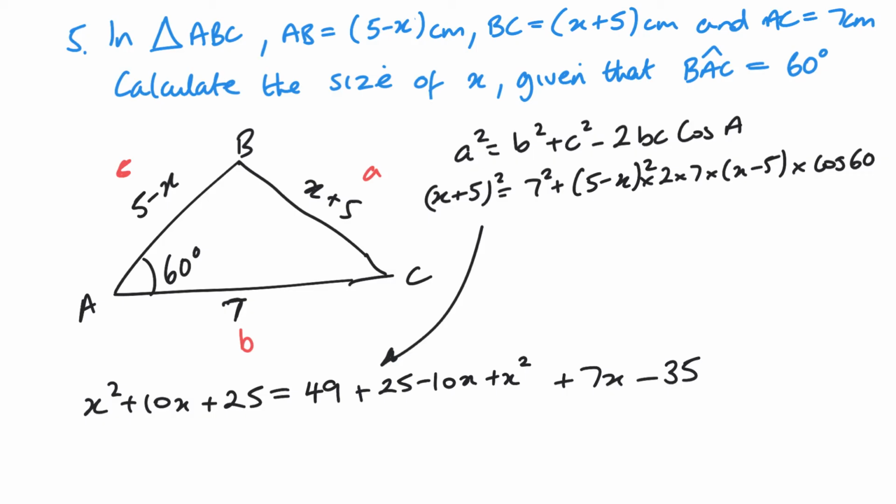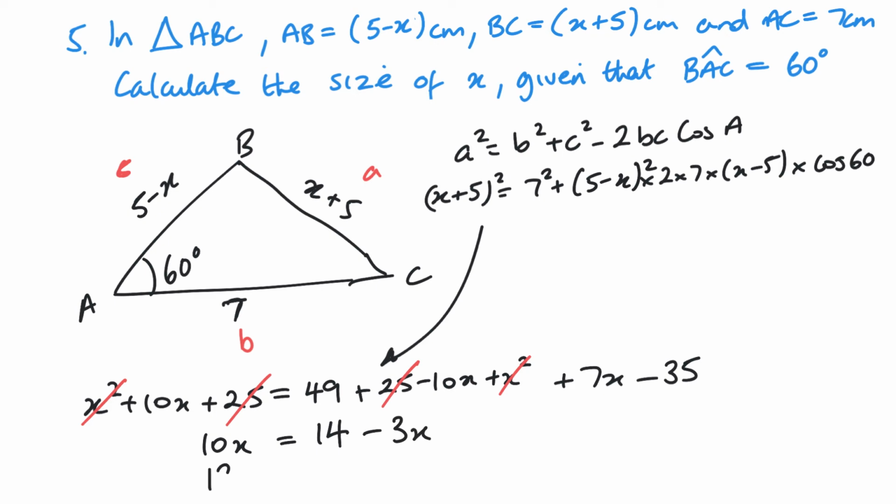So immediately I could take away x squared from both sides, and I can also take 25 away from both sides. That will make my life a little bit easier straight away. That leaves me on the left side 10x, and then on the right I've got 49 take away 35, which is 14, and minus 10x plus 7x is minus 3x.